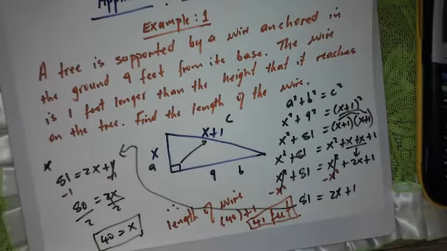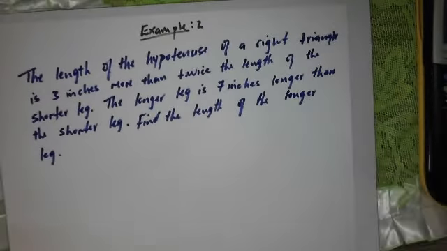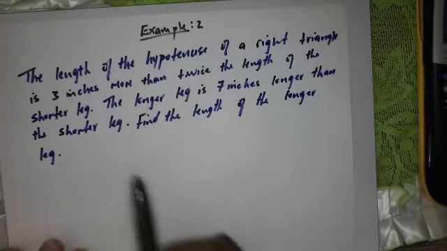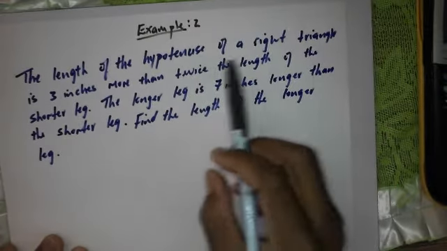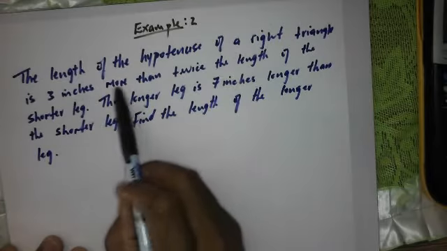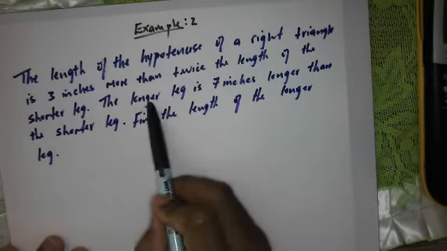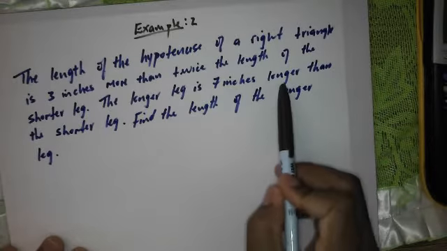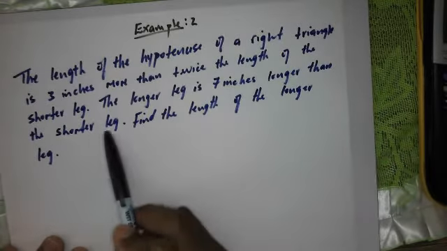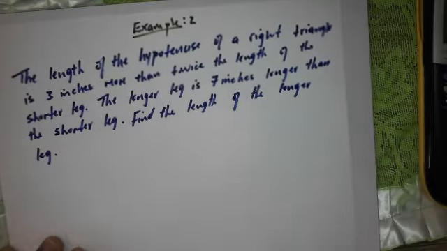Okay? Alright, let's look at a second example. This example demands a little bit more thinking, a little bit more reasoning. It says the length of the hypotenuse of a right triangle is 3 inches more than twice the length of the shorter leg. The longer leg is 7 inches longer than the shorter leg. Find the length of the longer leg.